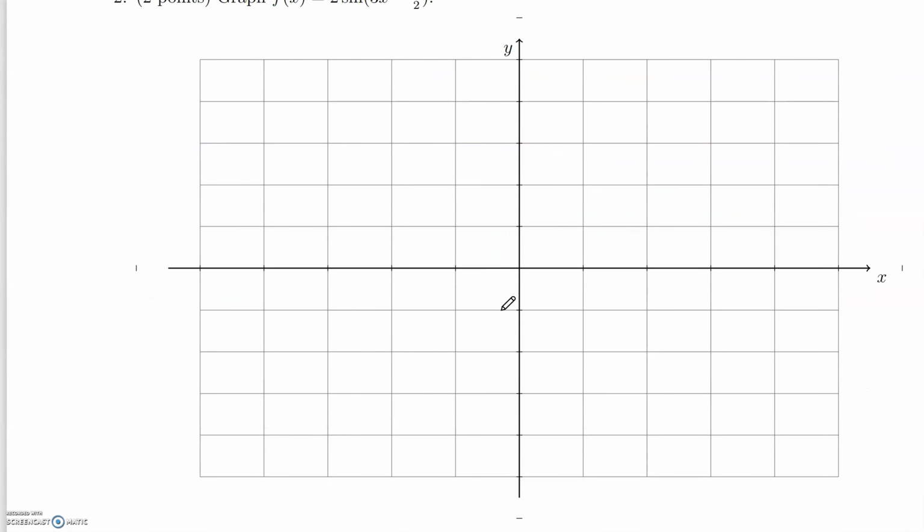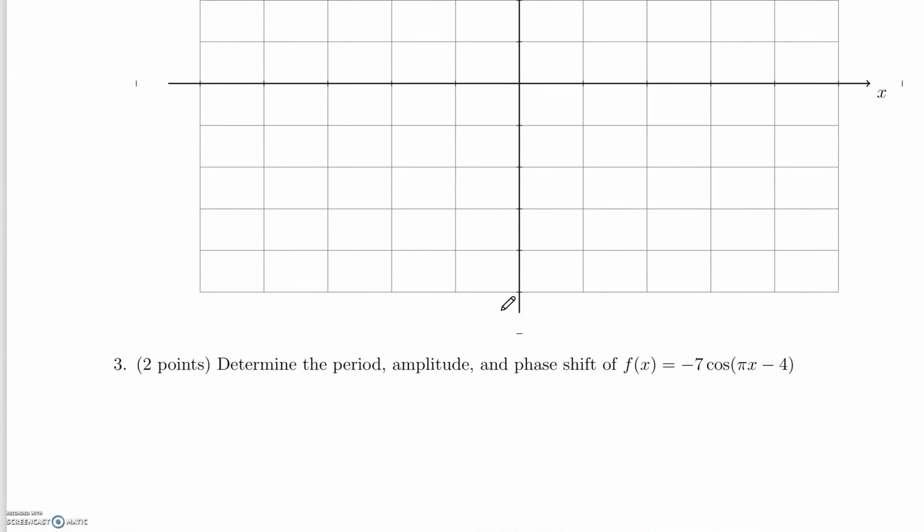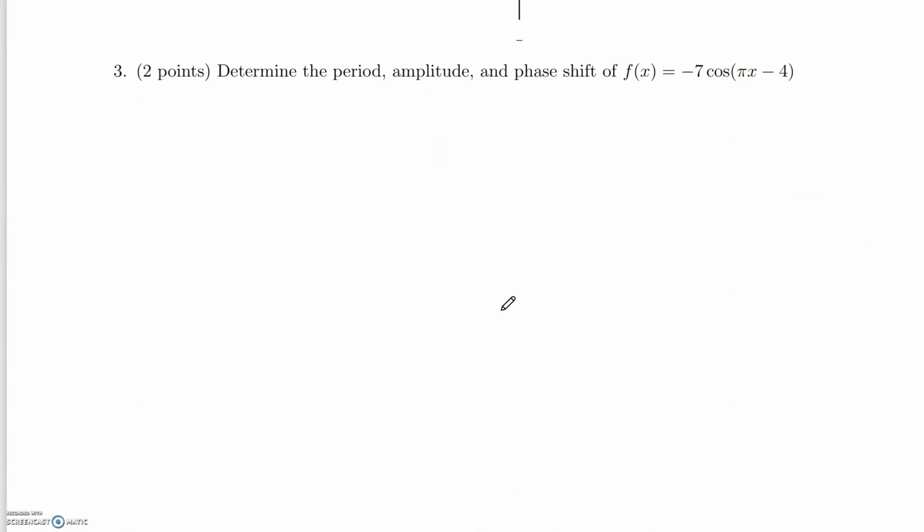Okay, I'll let y'all do that if you want to. Let's do a cosine problem. Determine the period, amplitude, and phase shift of -7 cosine pi x minus 4.